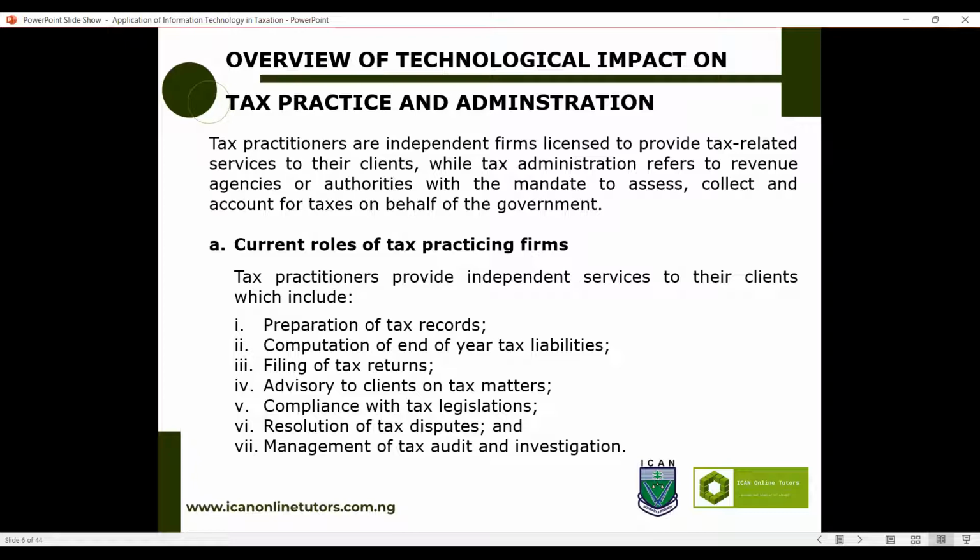Okay, so for tax practitioners, what are their roles? Or let's put it this way: of what use is information technology to tax practitioners? Let's look at the various services that tax practitioners provide to their clients. They provide independent services to their clients, and this includes preparation of tax records, computation of end-of-year tax liabilities, that's your income tax returns, filing of tax returns, advisory to clients on tax matters, compliance with tax legislations, resolution of tax disputes, and management of tax audit and investigation.